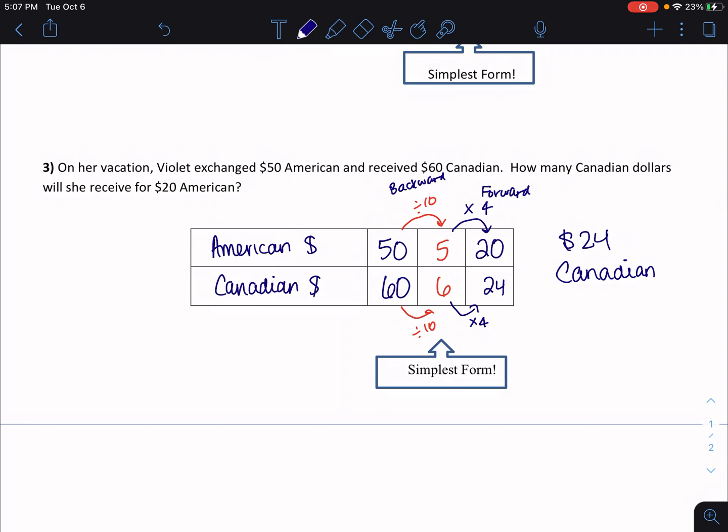This is how you scale forward or scale backward first and then forward to complete your ratio table and then answer a question as a result.